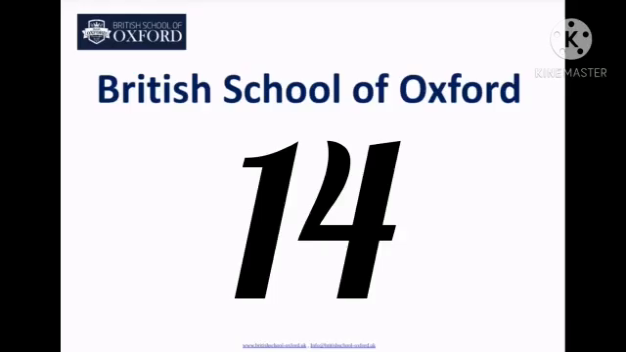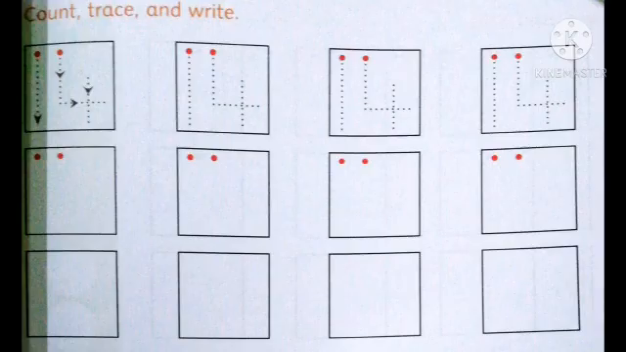Okay, and next number is 14. 1 is added with number 4, so it's called 14. And again look at your book, it's number 14.